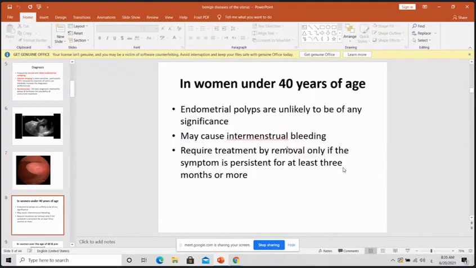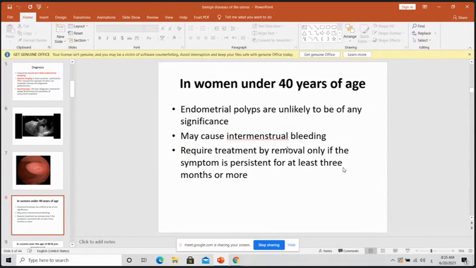What is the preferred treatment of an endometrial polyp when it is detected? Here, the treatment can be divided according to the age of the woman. In general, if the woman is aged less than 40 years old, here you have to know that the endometrial polyps are unlikely to be of any significance.